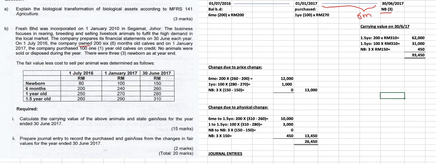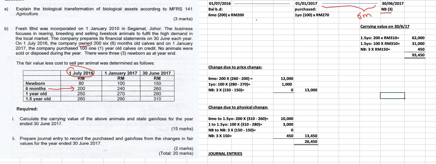The fair value less cost to sell per animal was determined as follows. So the question gave you 3 dates. 1st July 16, which is the opening date. 1st January 17, which is where you purchase another animal, and 30th June 17 is the closing date. So you need to extract the fair value for each group of age. For example, this 1st July 16 here, 6-month-old. So you can extract 1st July 16, and 6-month-old is this one, 200.